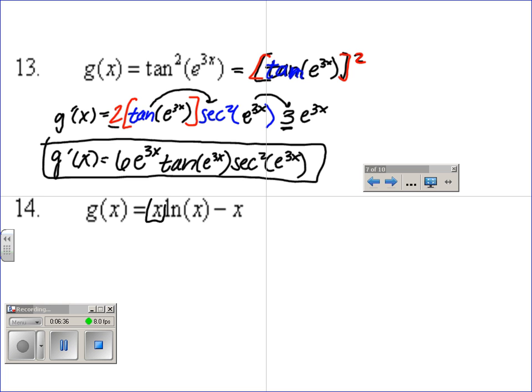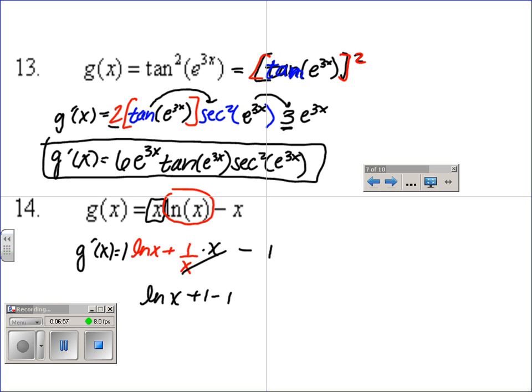Alright, have to use the product rule here. So the derivative of the first times the second plus the derivative of the second times the first. And then we have minus the derivative of x, which is 1. This is natural log of x. These cancel, so you have plus 1 minus 1. So it's just the natural log of x.